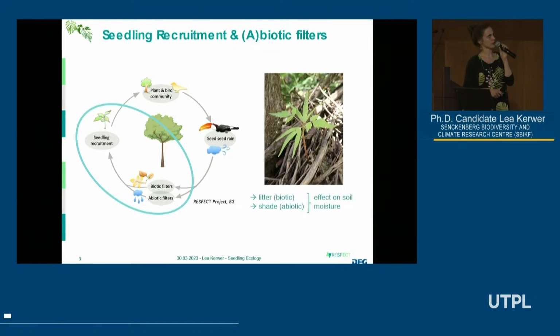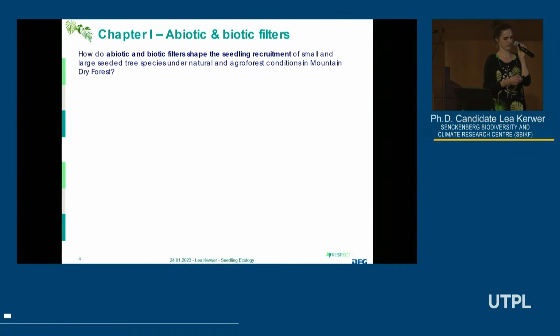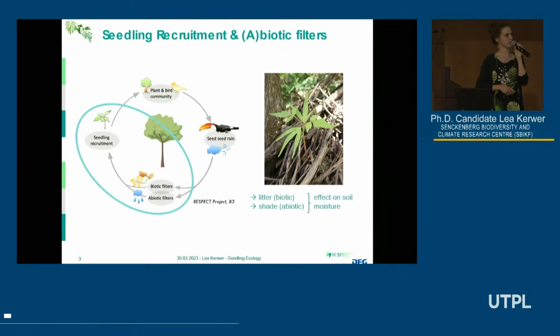So, as you've heard already before, especially in the dry forest, water availability is a very crucial factor for plants to establish, especially seedlings. So that's why I'm considering the litter amount to be an important biotic filter, and shade to be an important abiotic filter on seedling recruitment, as both of those factors may influence soil moisture and thus water availability for the seedling.